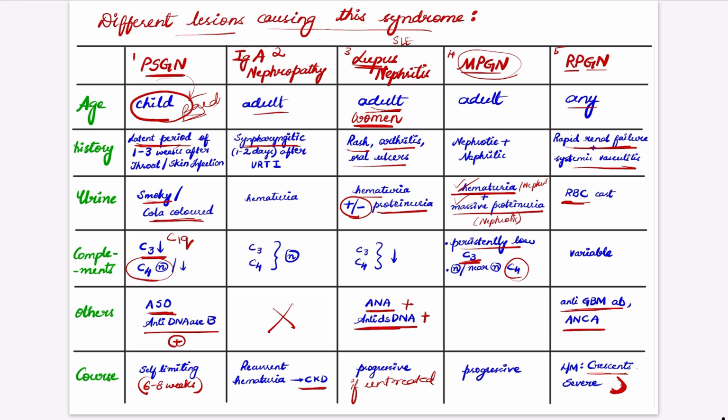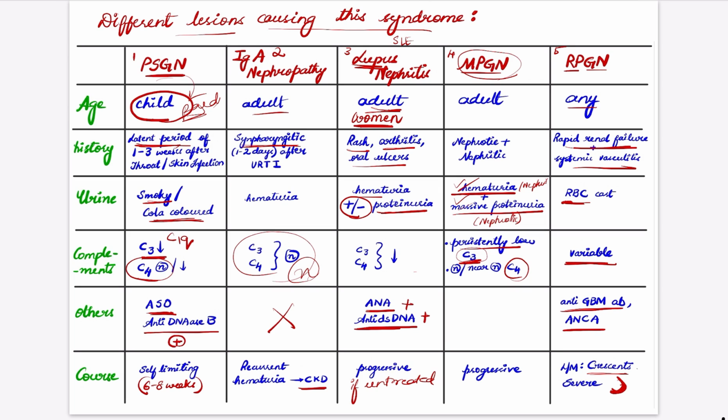Coming to the complements, IgA nephropathy has a normal picture. The others, like PSGN, have low complements. In lupus nephritis also the complements go down. In MPGN, persistently low C3 is present, whereas in RPGN it is a variable picture.